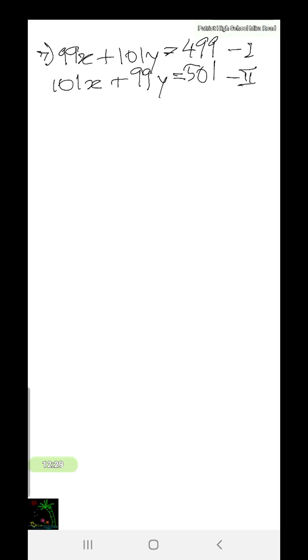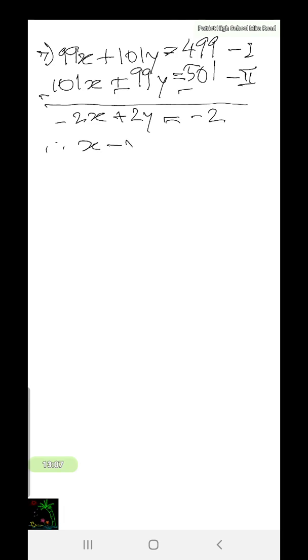The difference between the two will be 2x and 2y, and this will be 2. So let us first of all subtract equation 2 from 1. So subtracting equation 2 from 1, we have all these signs as minus. So this will be minus 2x plus 2y is equal to minus 2. Or changing the signs throughout the equation, we have x minus y is equal to 1. This is our third equation.